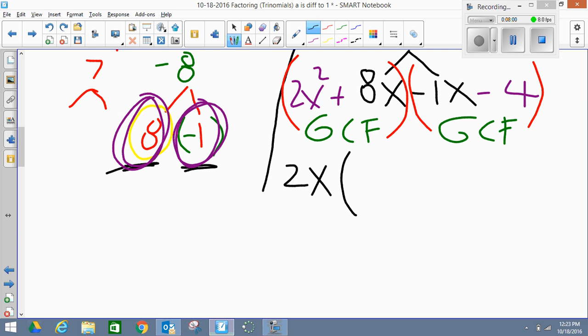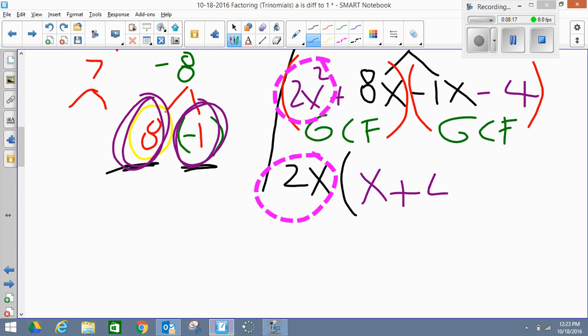Open parenthesis. The first term, 2x squared divided by 2. Again, 2x squared divided by my common factor gives me x, plus 8x divided by 2x. X is your 4. Okay, and I'm done with my first parenthesis.